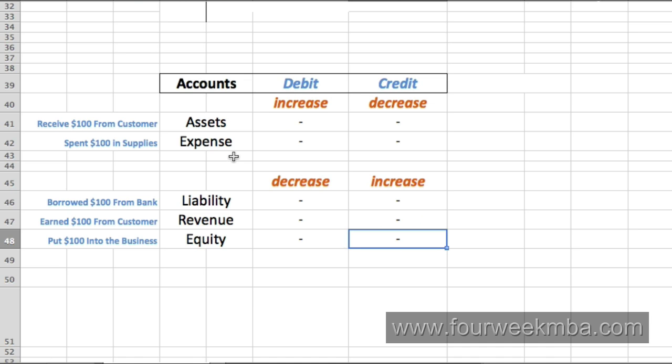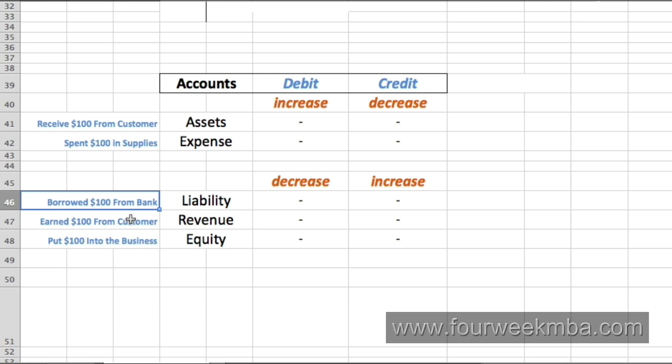Let's see now the second transaction. Let's say that we spent $100 in supplies. This means that we actually want to increase our expenses by $100, and on the other hand, it means that we actually spent this money in cash. And if we did so, it means that our bank account is going to decrease. Therefore, we want to go on and decrease our bank account by $100, and that's how we balanced our second transaction.